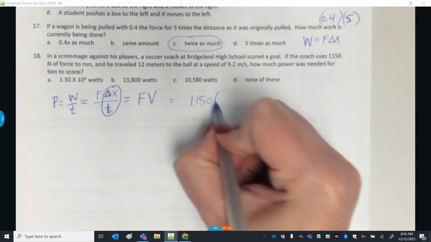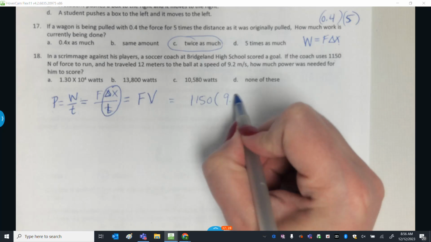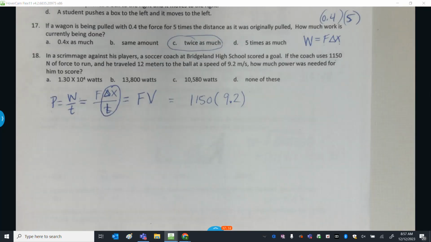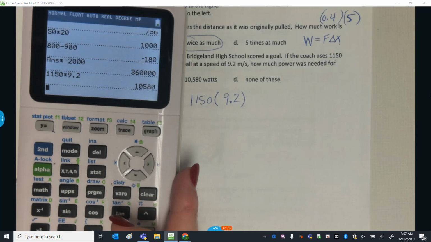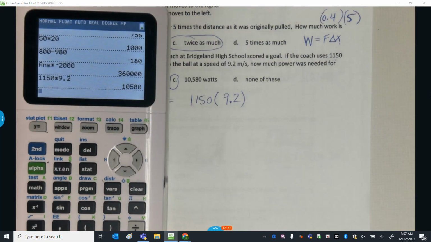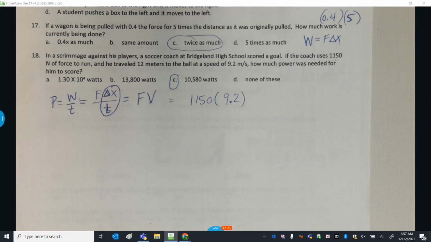So again, force times velocity is going to be 1,150 times a velocity of 9.2. And if we multiply those out, 1,150 times 9.2, we get 10,580, which is right here, answer choice C. Questions about number 18?